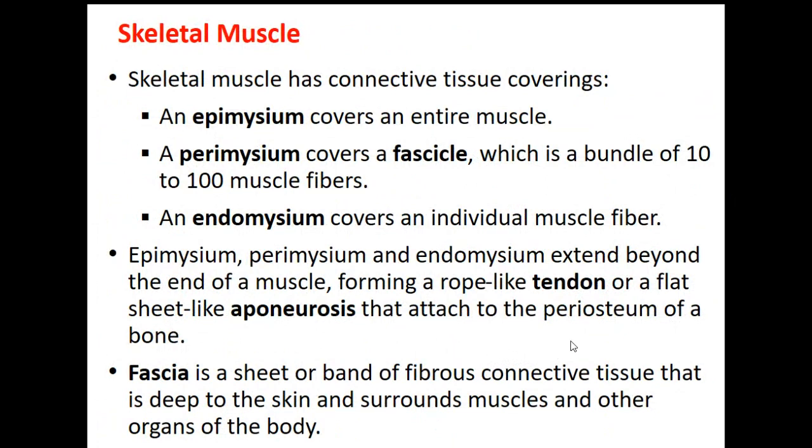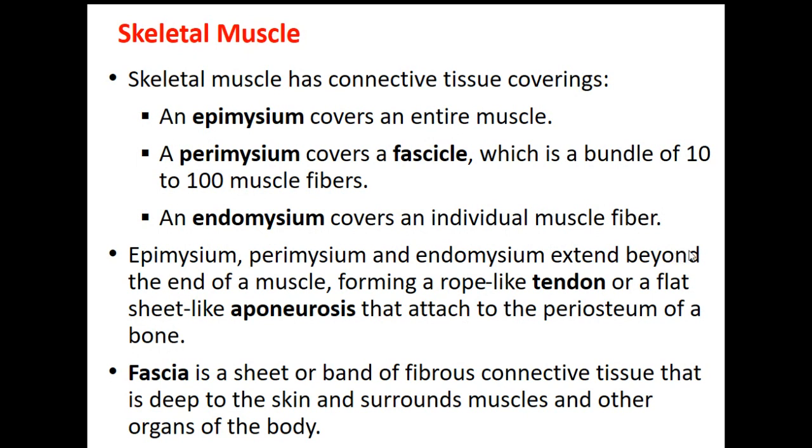Within a muscle, there are connective tissue coverings of the entire muscle, and that's called an epimysium. So this whole biceps muscle has a thin covering of connective tissue over it. And then within that muscle, there are bundles of muscle fibers or muscle cells. Those bundles are called fascicles, and each fascicle has a layer of connective tissue covering it, called a perimysium. And then each individual muscle fiber or cell has a connective tissue covering called an endomysium.